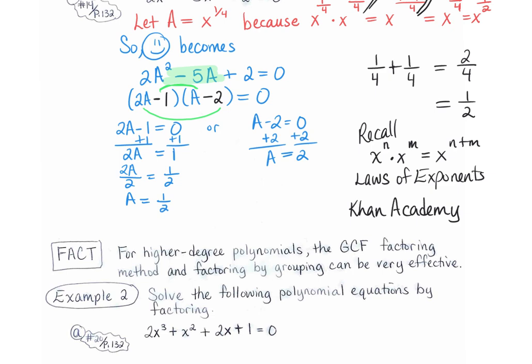A is 2, yes, but for our substitution, X to the 1/4. Remember our goal is to solve for X. So we have X to the 1/4 equals 2. Now we really want X by itself. So what should we do to both sides?